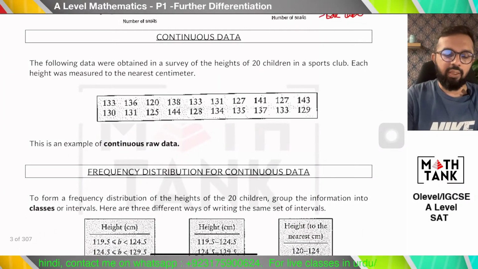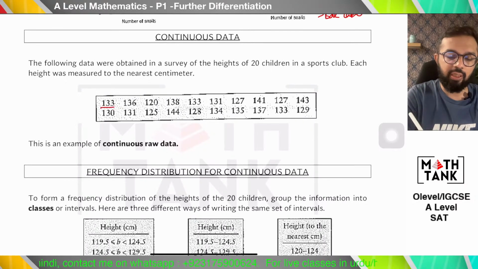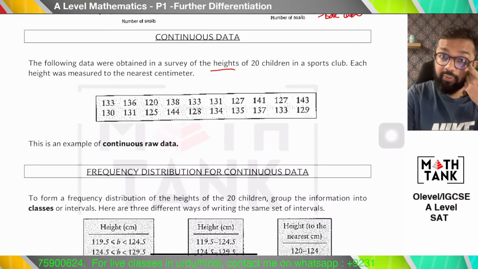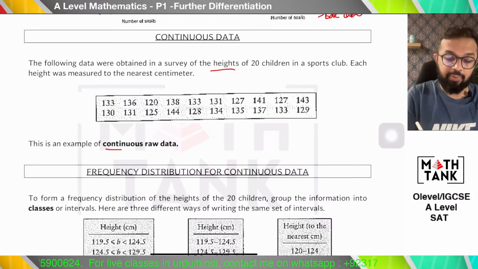Okay, then you have continuous data. The following data were obtained in a survey of the heights of 20 children in a sports club. Each height was measured to the nearest centimeter. Why is this continuous data? Now you might argue that these are all whole numbers. मैंने अभी whole numbers के बारे में कहा था कि उनको discrete कहते हैं, but यहाँ तो मैं कह रहा हूँ कि continuous है because nature of the variable decide करती है कि whether it's discrete or continuous. You don't look at the numbers and decide whether it's discrete or continuous. You look at the variable and you decide whether it's discrete or continuous. Okay, so this is an example of continuous raw data.